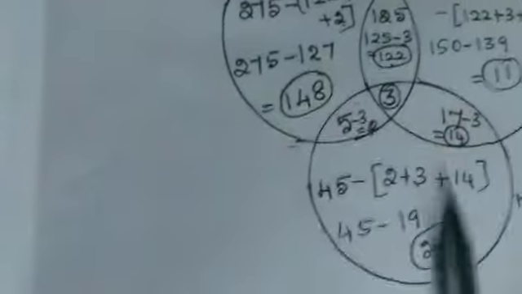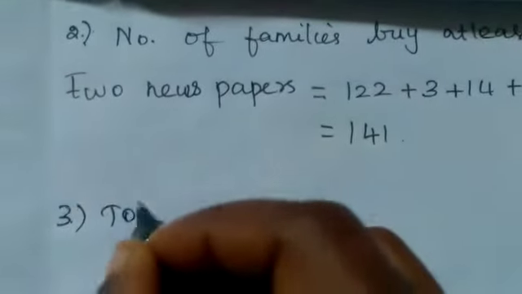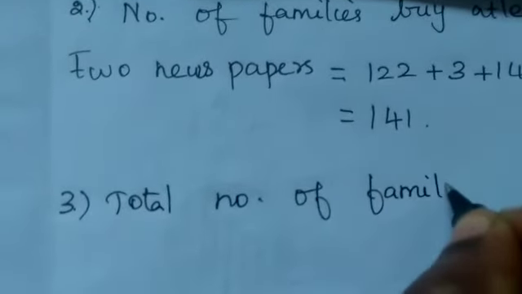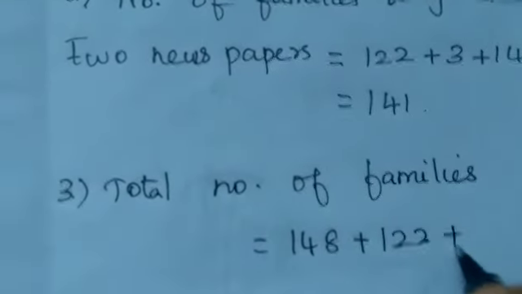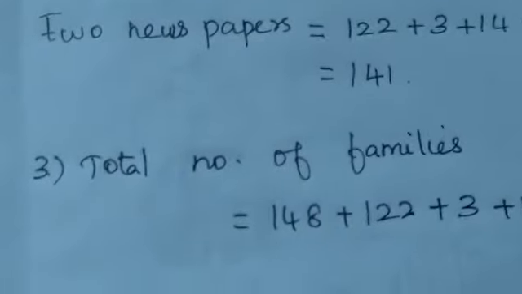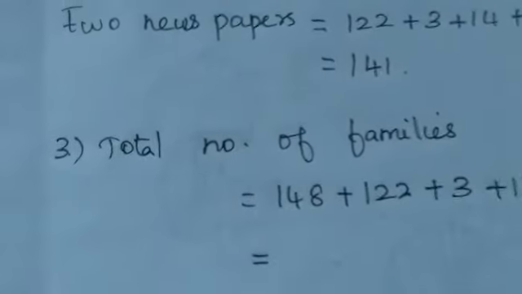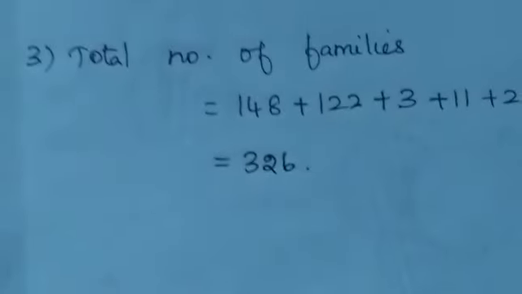Now the next question is what? Total number of families in the colony. So 148 plus 122 plus 3 plus 2 plus 14 plus 11 plus 26. Now we want to find the total number of families. Total number is 148 plus 122 plus 3 plus 11 plus 2 plus 14 plus 26. What is the answer? 326. Total number of families is 326. This is the answer.